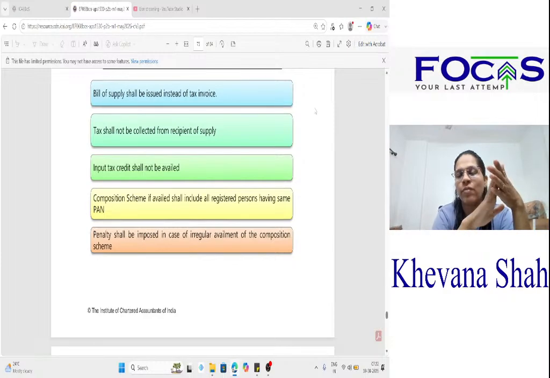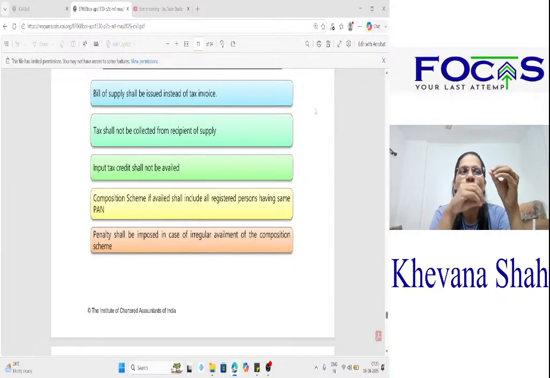So suppose for these 5 locations you had the composition scheme. Now, because of some reason, at location A your eligibility to go for the composition scheme is no longer fulfilled. You are liable to be registered in the regular scheme because some compliances are not met at location A. In this case, all the 5 locations A, B, C, D and E will have to cancel their composition scheme and come into the regular scheme.